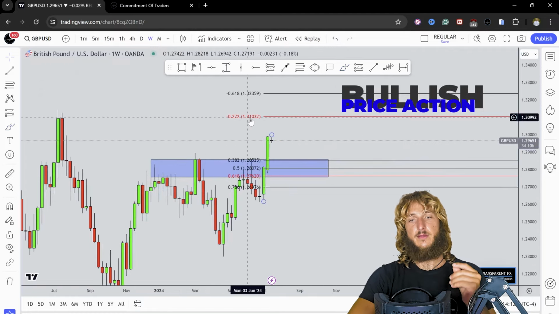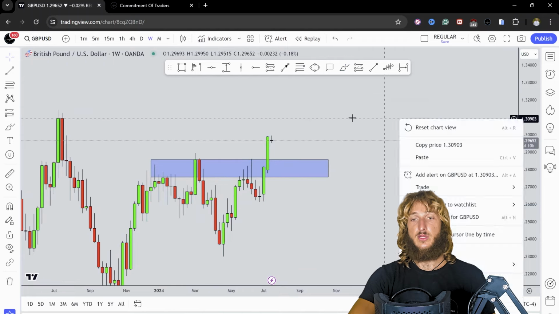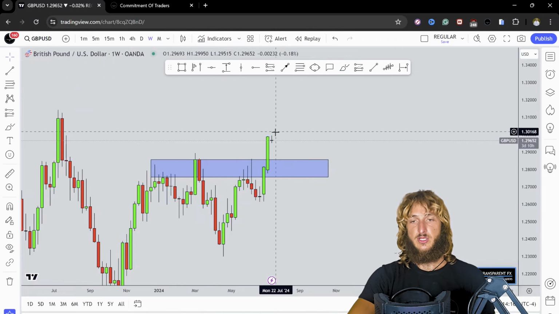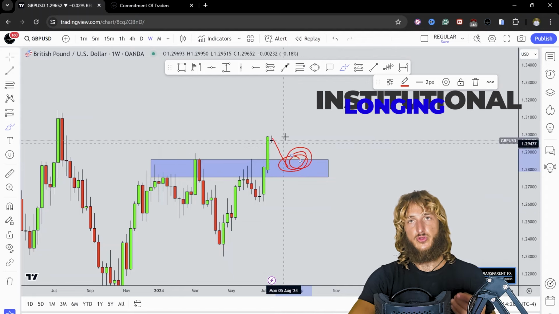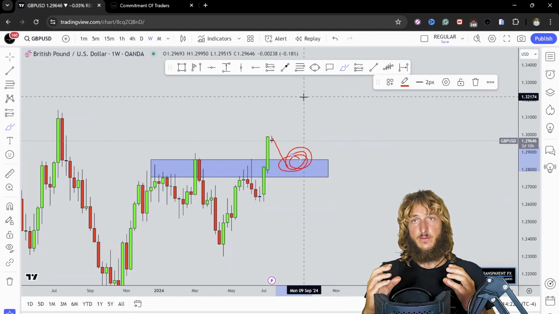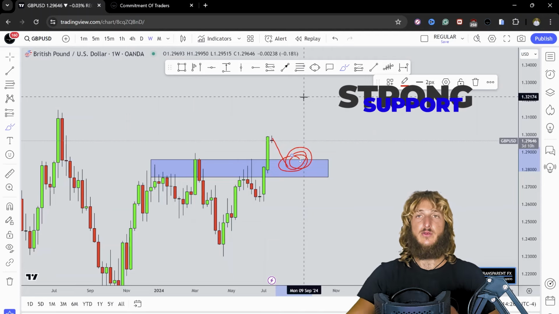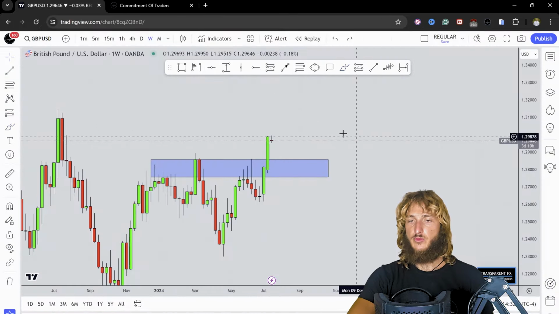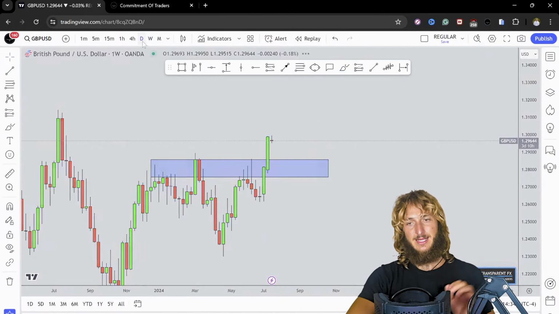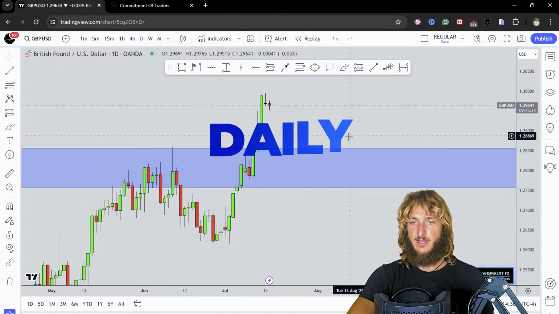So the weekly time frame is currently looking quite bullish, especially in the case of a correction to this area, which could bring institutional longing, because in a confluence of support where we have multiple layers of support, there is an increased probability of getting institutional longing. But more about institutional longing later on when we move to the commitment of traders. For now, let's keep this in mind and move down on the daily time frame.